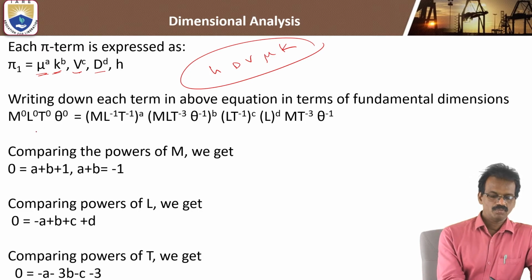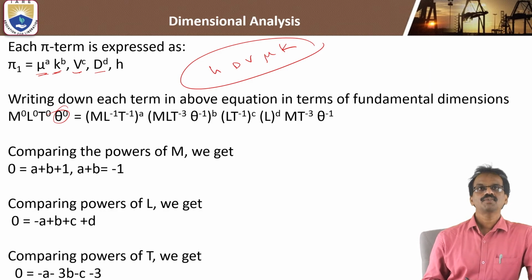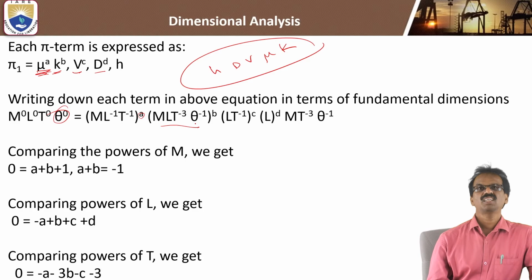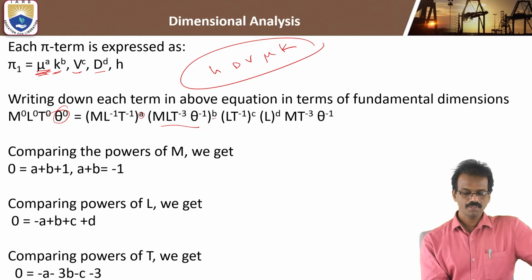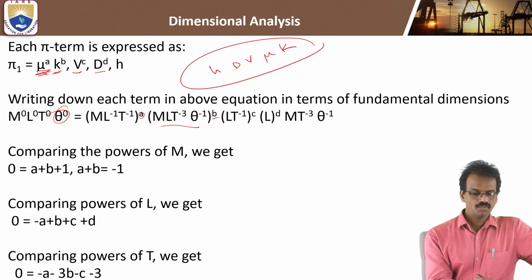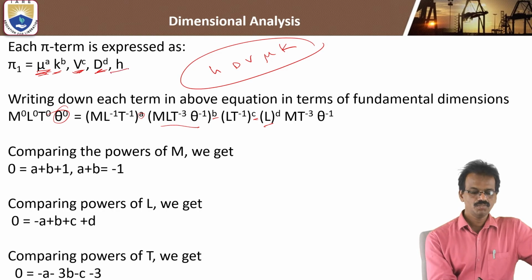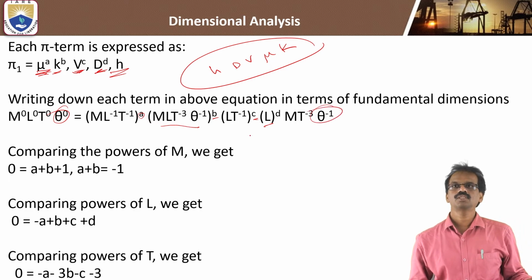So the pi 1 term: M to the power of 0, L to the power of 0, T to the power of 0, theta to the power of 0. So mu, dynamic viscosity, you know that is M L minus 1 T minus 2, to the power of a. Thermal conductivity k is M L T to the power of minus 3 theta minus 1, to the power of b. Next, velocity, L T minus 1 to the power of c. Diameter L to the power of d, and h, rate of heat transfer, you know that is M T minus 3 theta minus 1. So these are the values.